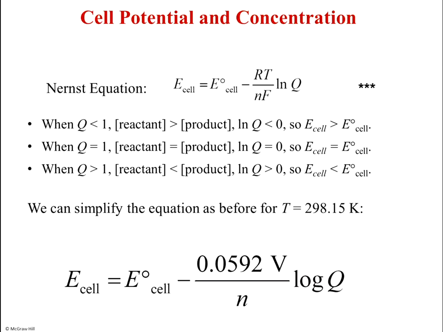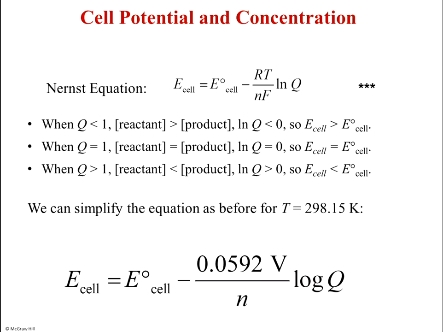Now, when Q is less than 1, the reactant concentration is greater than the product concentration. The natural log of Q then will be less than 0, so E for the cell will be greater than E0 for the cell. When Q is equal to 1, ln Q is 0, so we are at the standard conditions. E cell is equal to E0 for the cell.